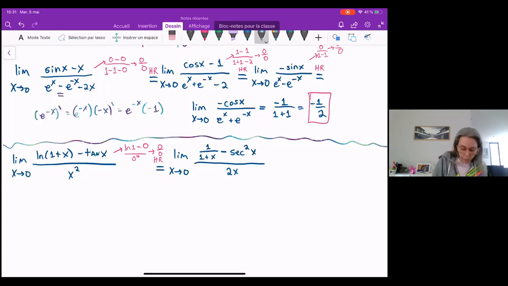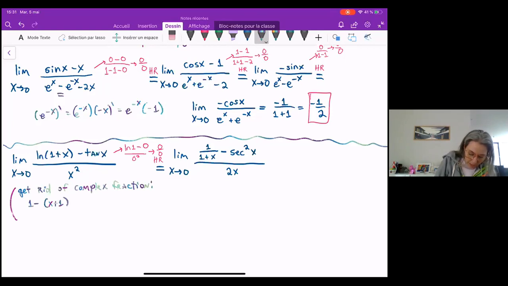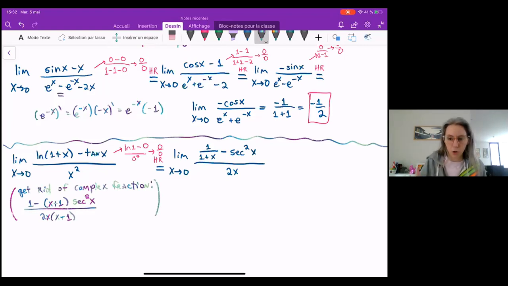I'm just going to show you briefly what it would look like if we get rid of the complex fraction. We would multiply both the top and the bottom by x plus 1 to say 1 minus x plus 1 times secant squared x divided by 2x times x plus 1. Now, I don't know about you, but for me, it seems like it will be easier to take the derivative from the original form than from this new form. So we're just going to plug in.